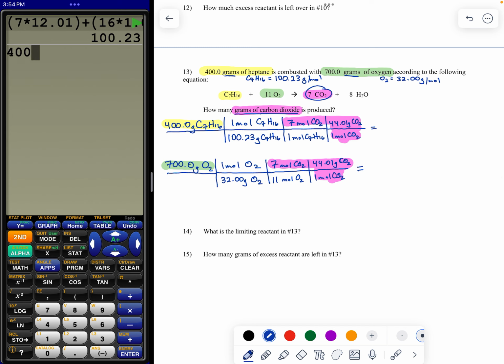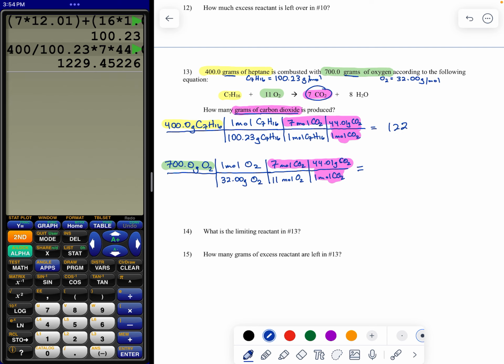So that's 400 divided by 100.23 times 7, and then times 44.01. All right, and I get a massive number: 1,229.45 grams of carbon dioxide.